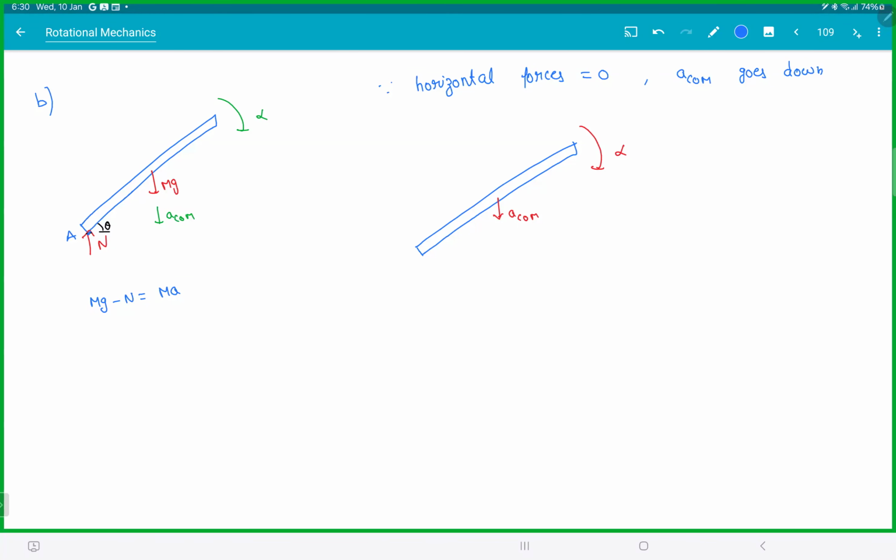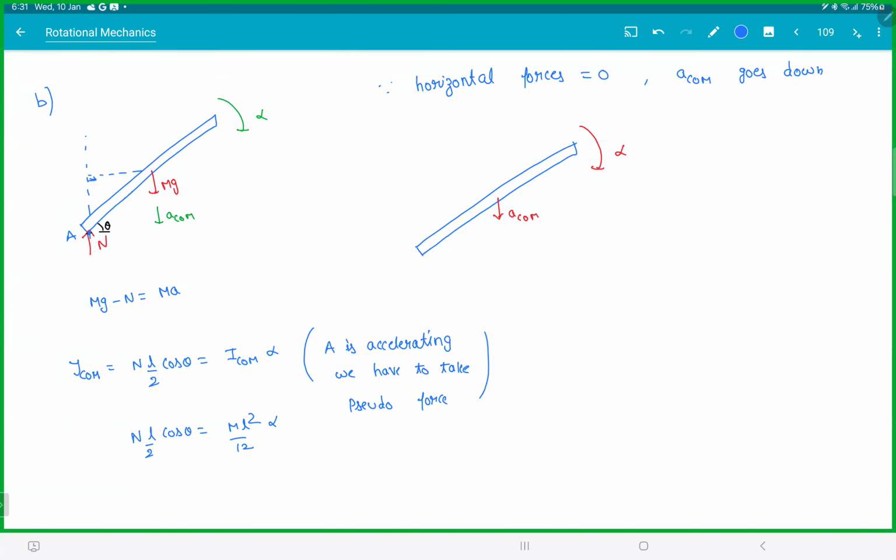Okay. So this guy would be N L by 2 cos theta. This would be M L square by 12 alpha. So N will be M L alpha by 6 cos theta. Equation 1, equation 2, but I have 3 variables. I have A, alpha, N. There is a third equation.